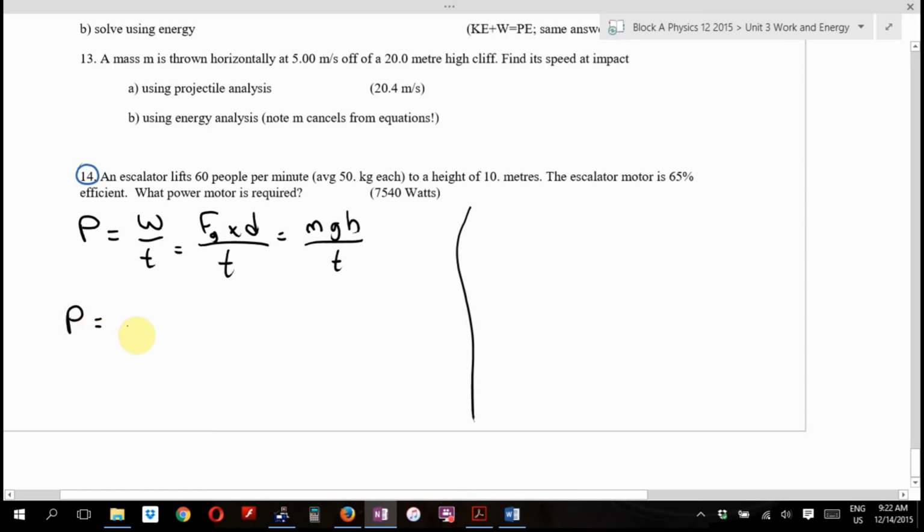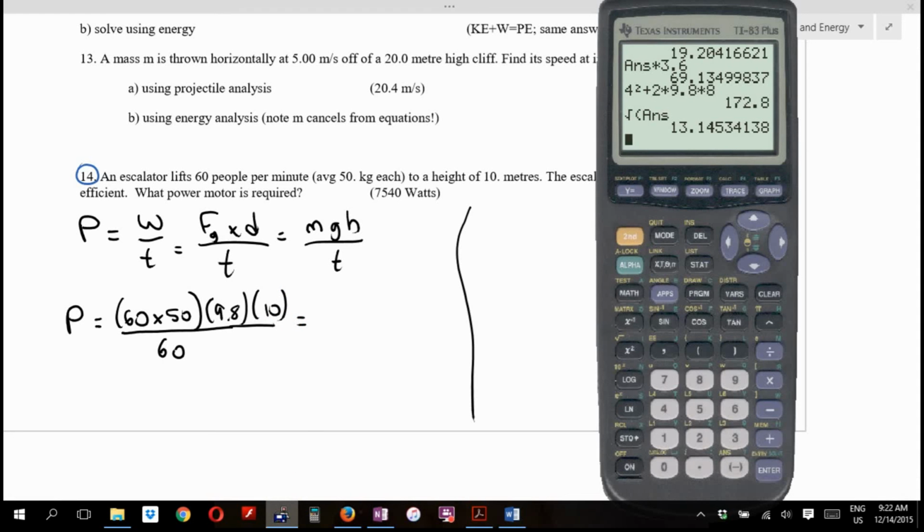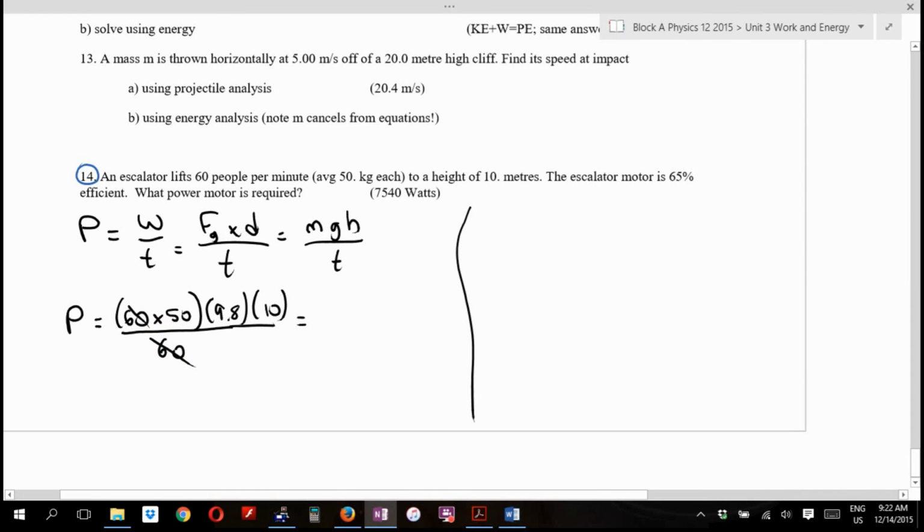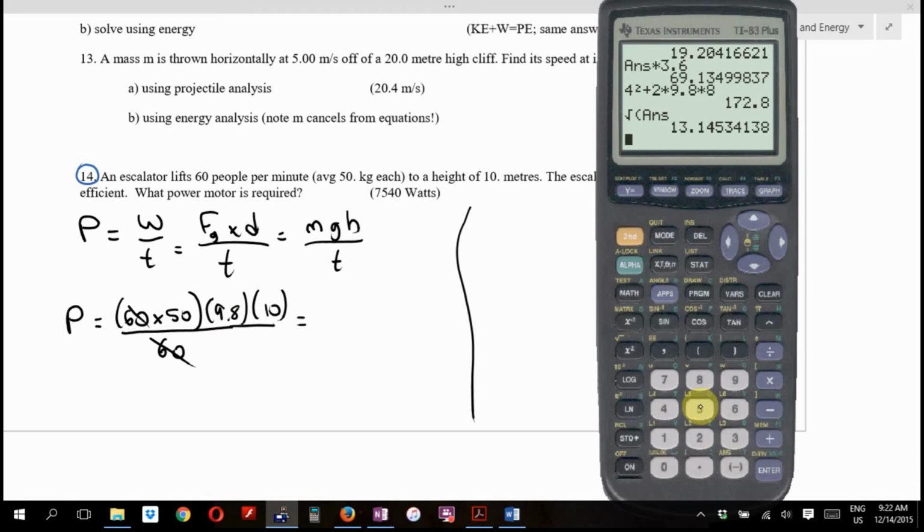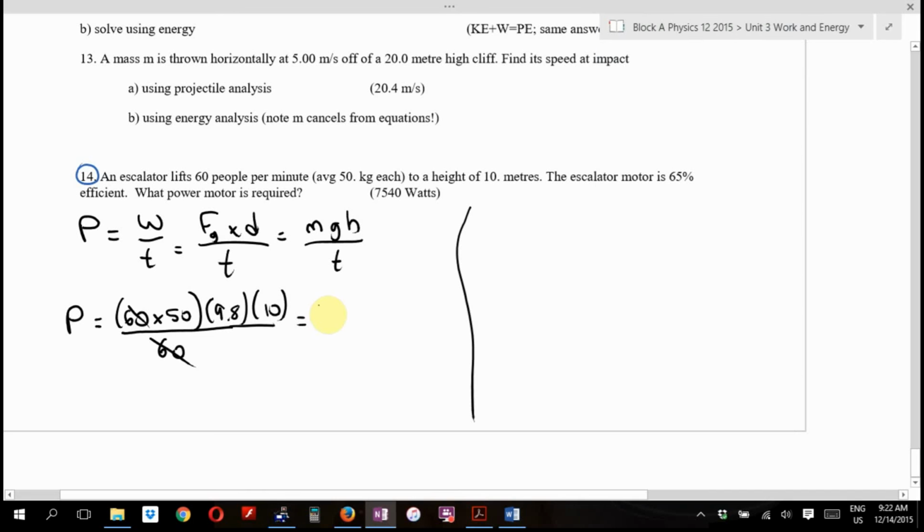How much time? It says per minute, 60 seconds. How much mass? It looks like it's 60 people times 50 kilograms apiece, times 9.8, times a height of 10 meters. So if this motor was 100% efficient, the 60s cancel. 50 times 9.8 times 10, I'm getting 4,900 watts. Now that's if it's 100% efficient.